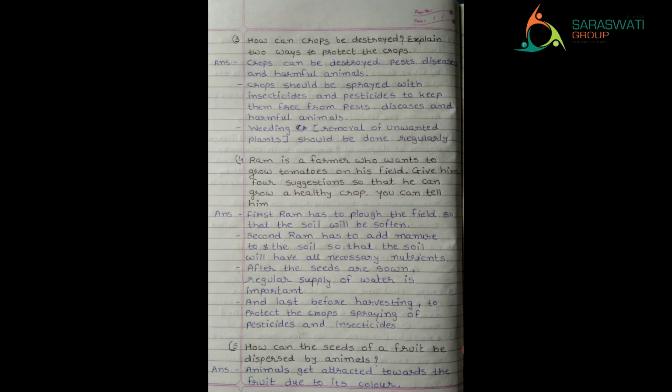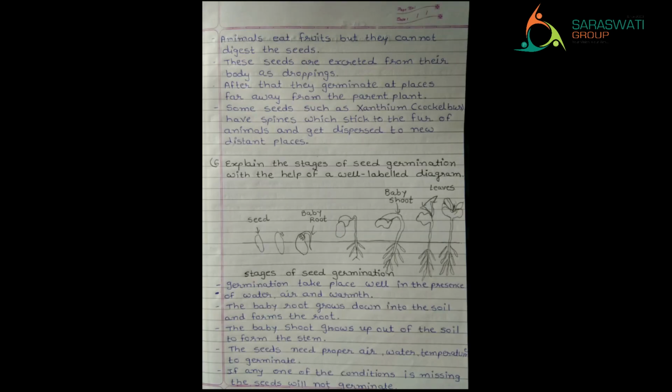Then what will happen? See, then animals eat fruits but they cannot digest the seeds. Now see kids, you know that every fruit has seeds inside, but those seeds cannot be digested by animals, right? So what will happen? See, these seeds are excreted from their body as droppings. That means when they are discarding the waste from their body, right, when they pass stool, the seeds will come out of their body in the stool, right?